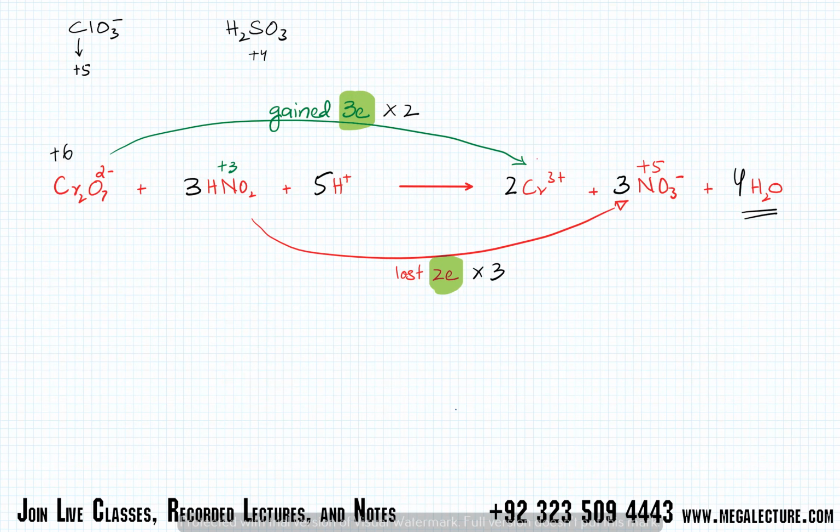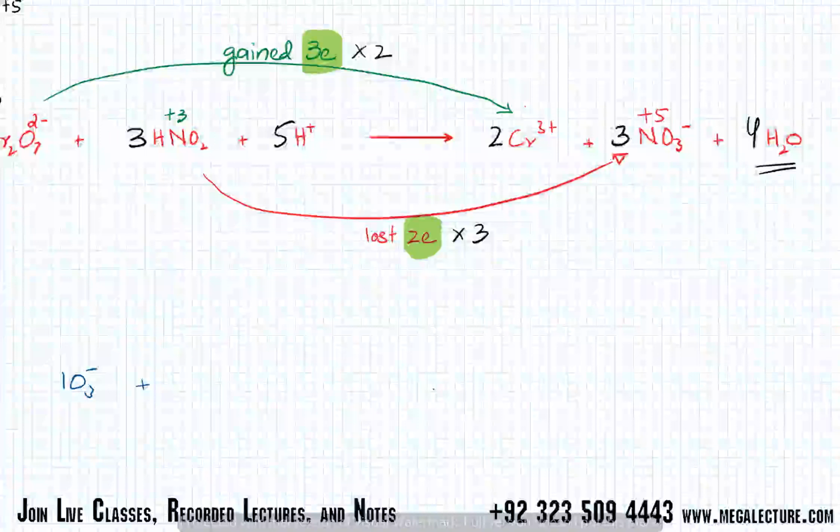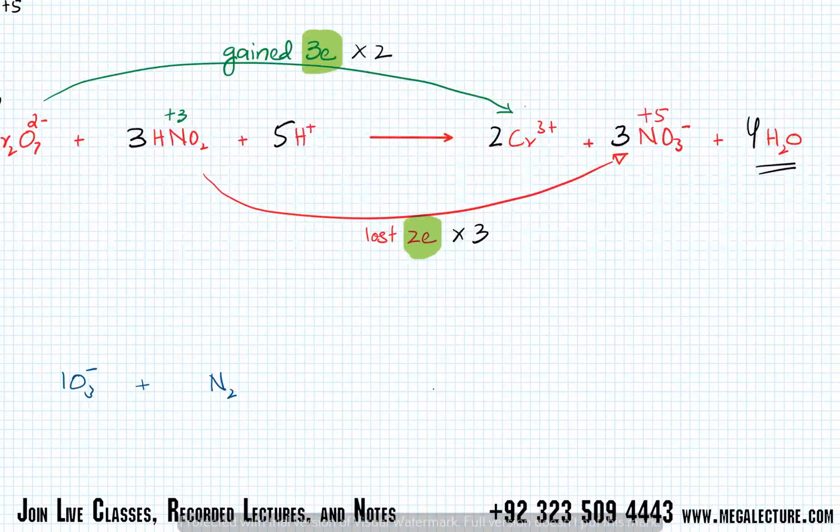So next equation, I've got this equation, which is IO3 minus 1 reacting with N2O plus H plus 1.